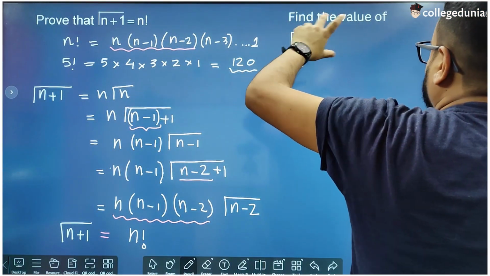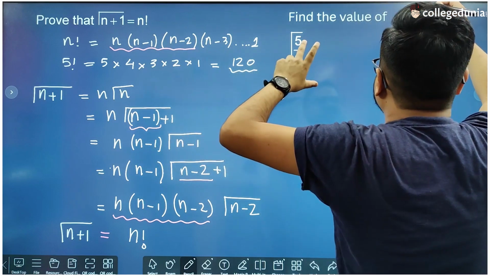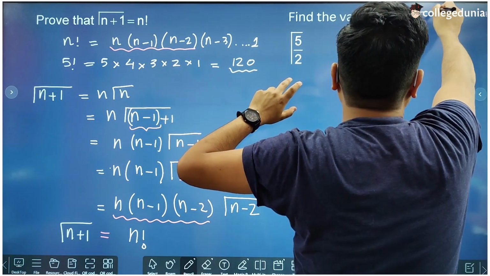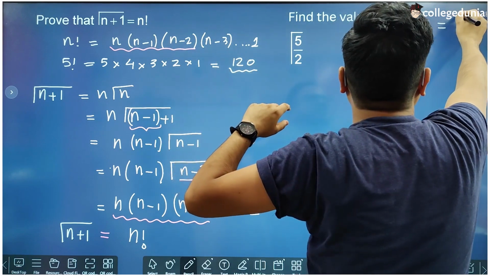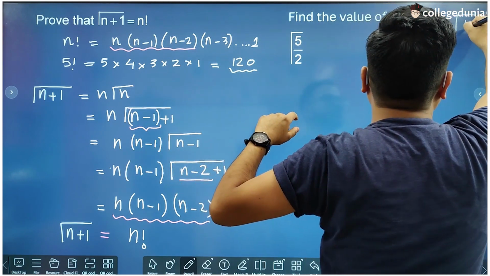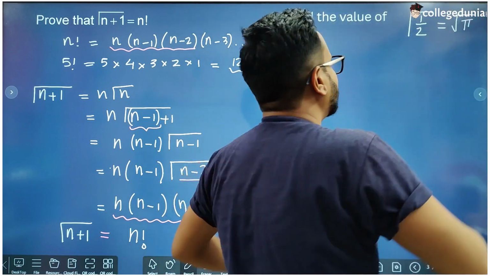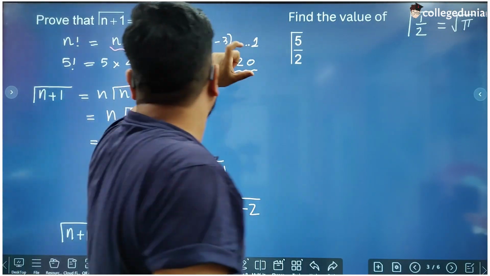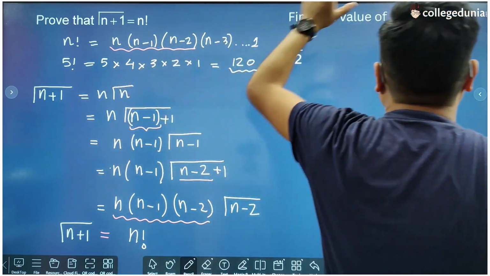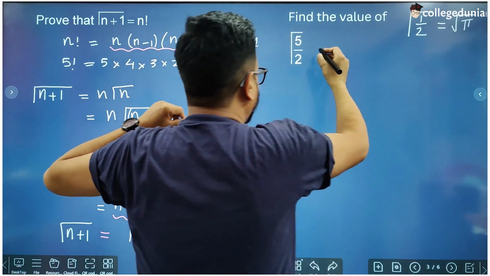Okay, find the value of this. To find the value of this, we will use another important property of gamma functions. We are not going to prove this property because it is not important to prove this property. You just have to remember that gamma of 1 by 2 is root pi. And now we will use both the properties, this property and this property, to find the value of this.